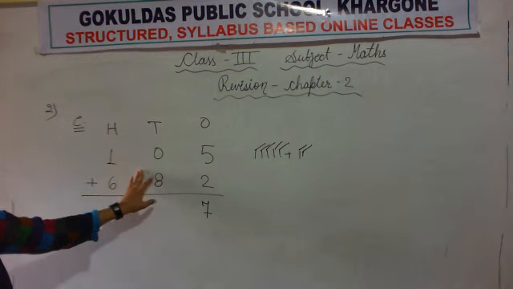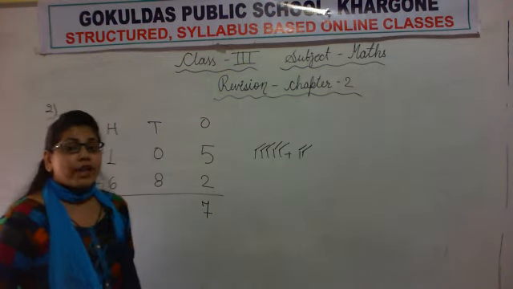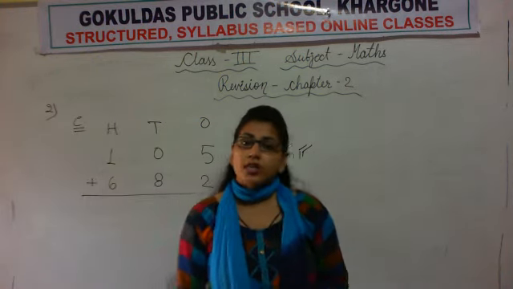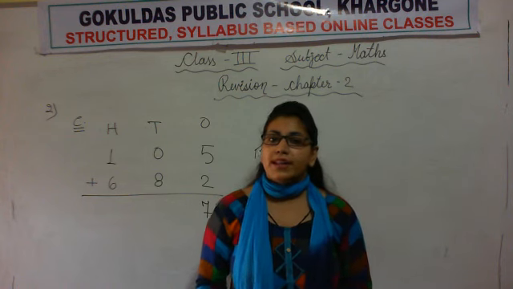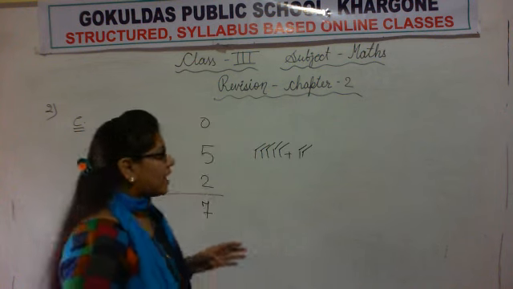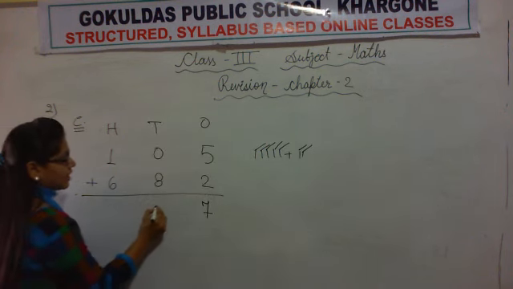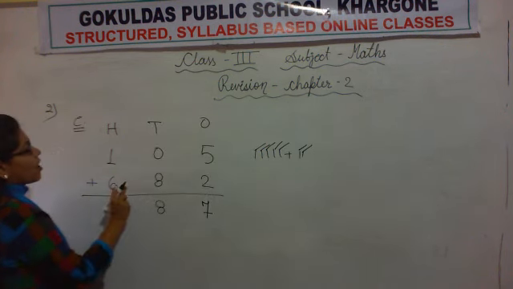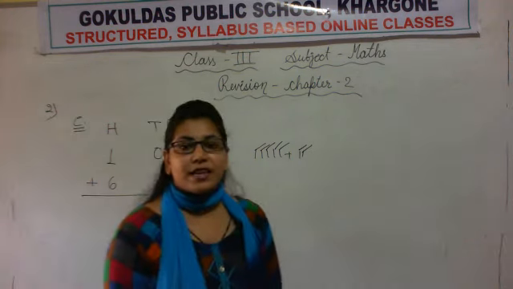0 plus 8. Remember zero property. Whenever any number is added to 0 or 0 is added to any number, the result will be the number itself. So 0 plus 8 is 8. Now 1 plus 6. Remember successor property.